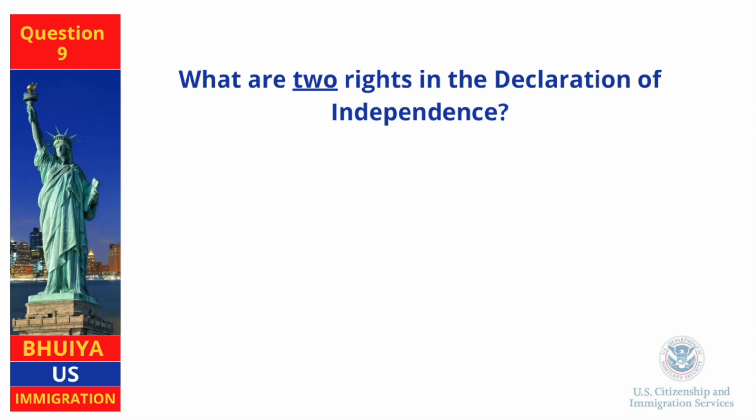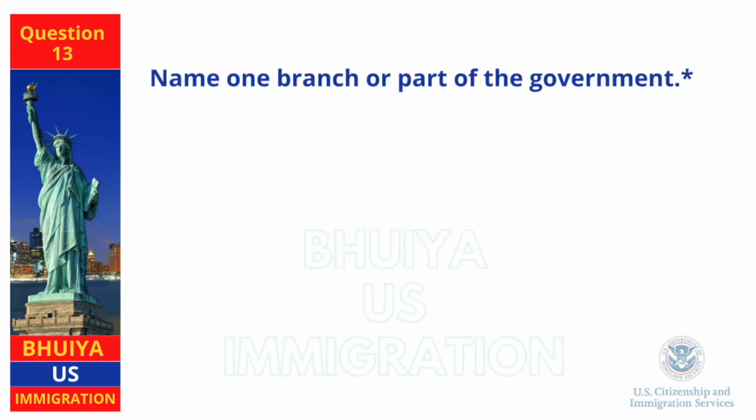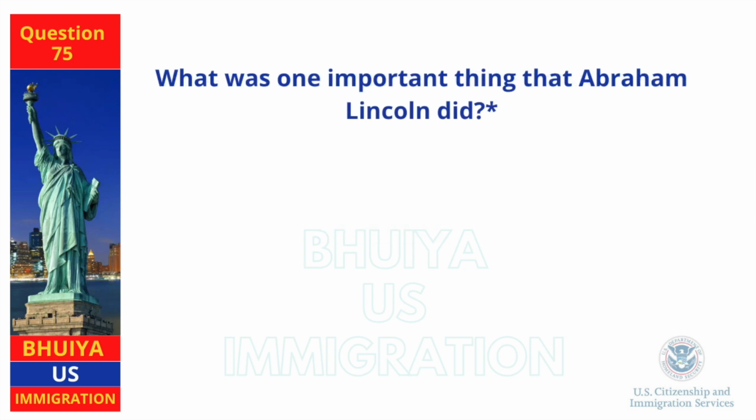What are two rights in the Declaration of Independence? Life, liberty. Name one branch or part of the government. Congress. What was one important thing that Abraham Lincoln did? Freed the slaves.